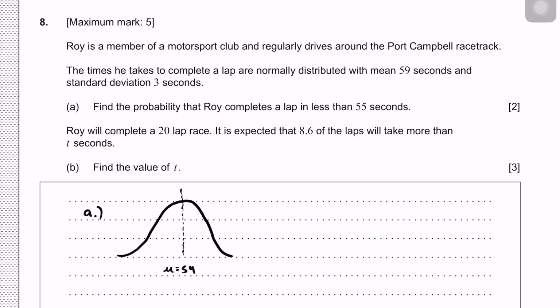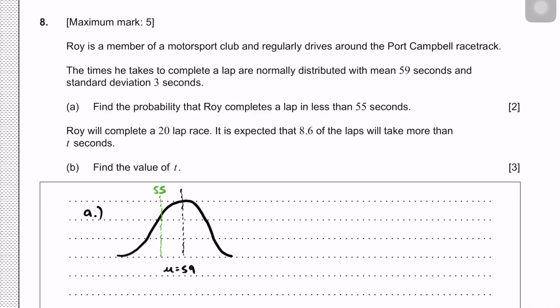Let's see what they're asking us to do here. We want to find the probability that Roy completes a lap in less than 55 seconds. On average, he's going to complete a lap in 59 seconds. So what is the chance that he completes a lap in less than 55 seconds? Here's 55 seconds, maybe something like this.